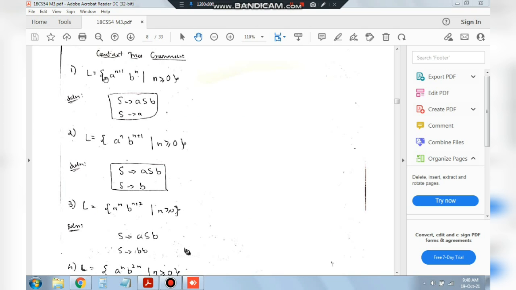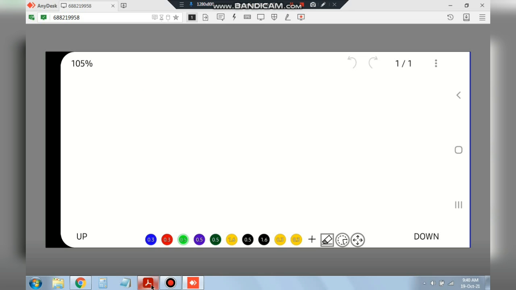Moving on, we have the question of the type L is equal to a power n plus 1 and b power n. So it is the same as the previous one, but here we will have one extra a. Okay. So the strings which are acceptable are a power n plus 1 and b power n.